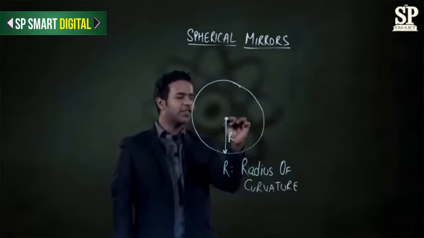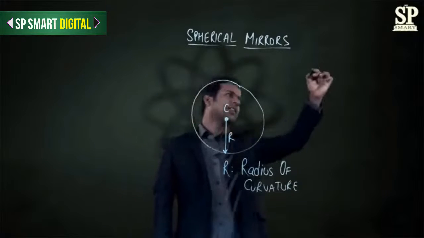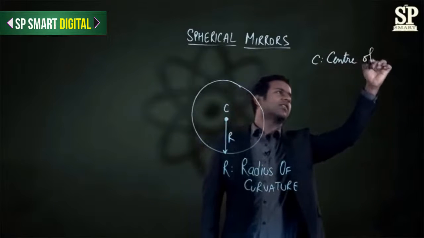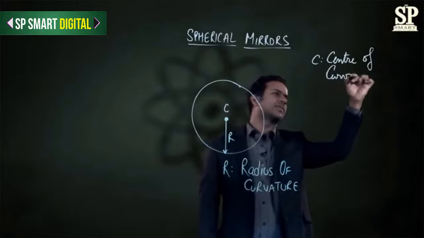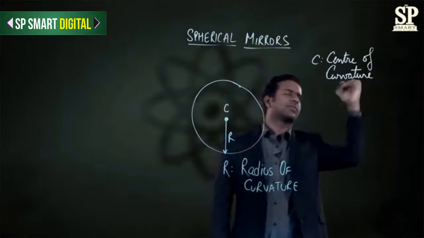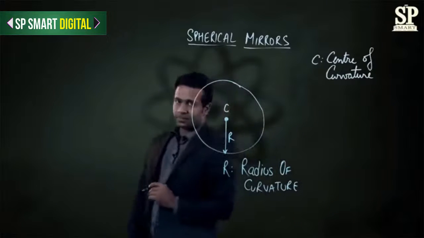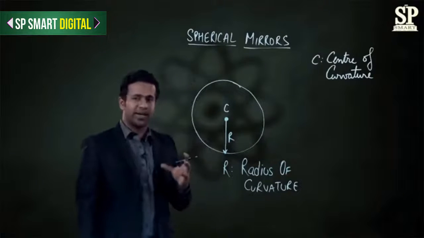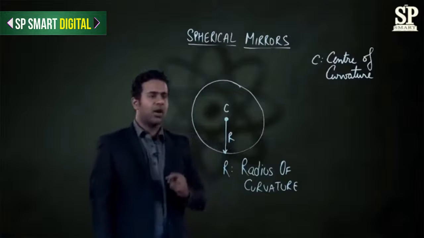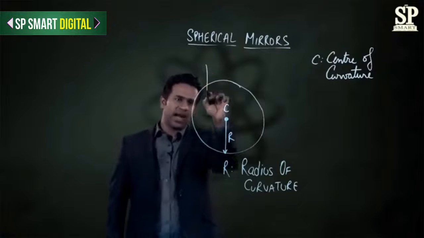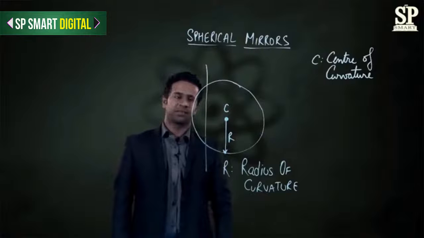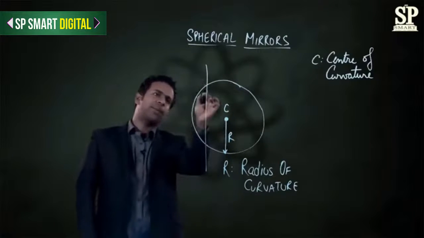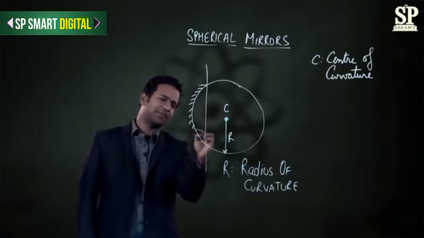And the center of the sphere C is called the center of curvature. Now, as long as nothing is polished, this is not a mirror, this is a glass. Now, what we'll do is, we'll cut a part of this spherical glass. And after doing that, we polish its outer surface.